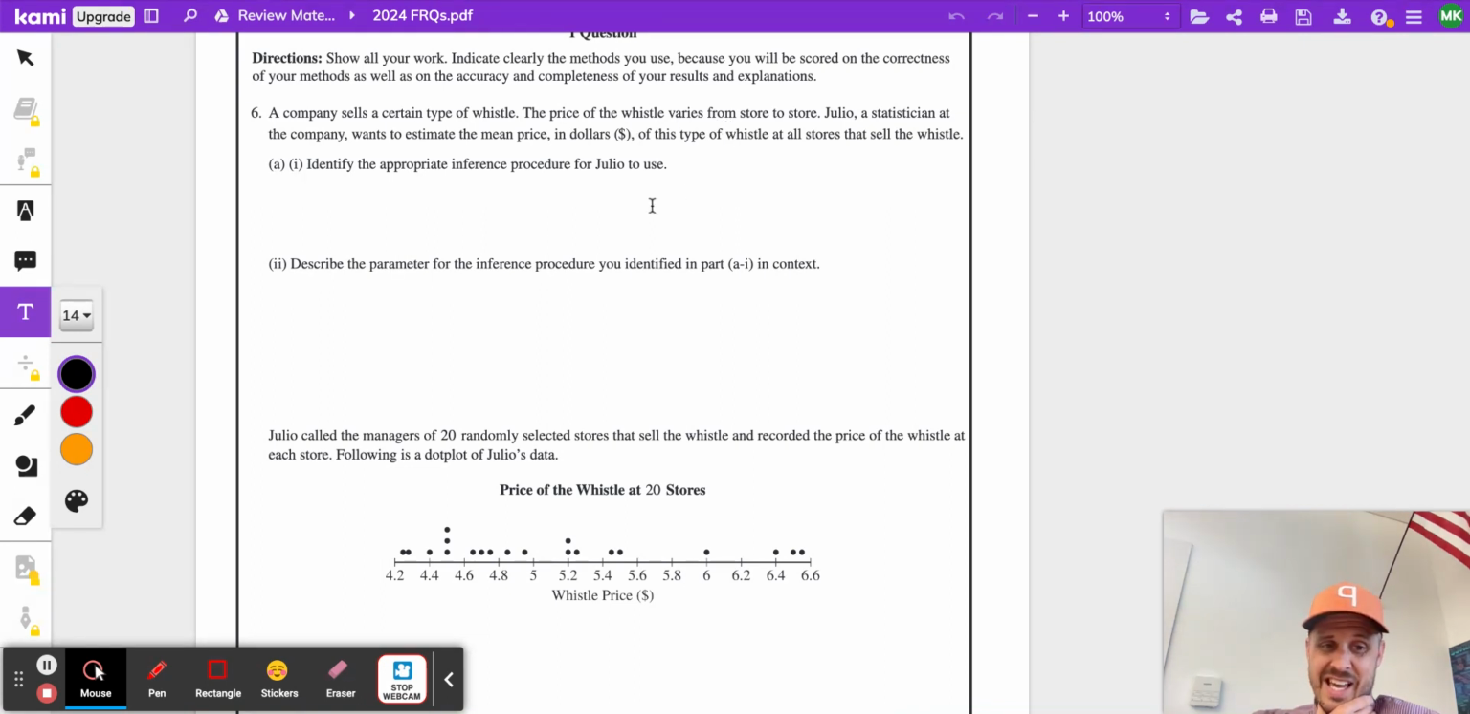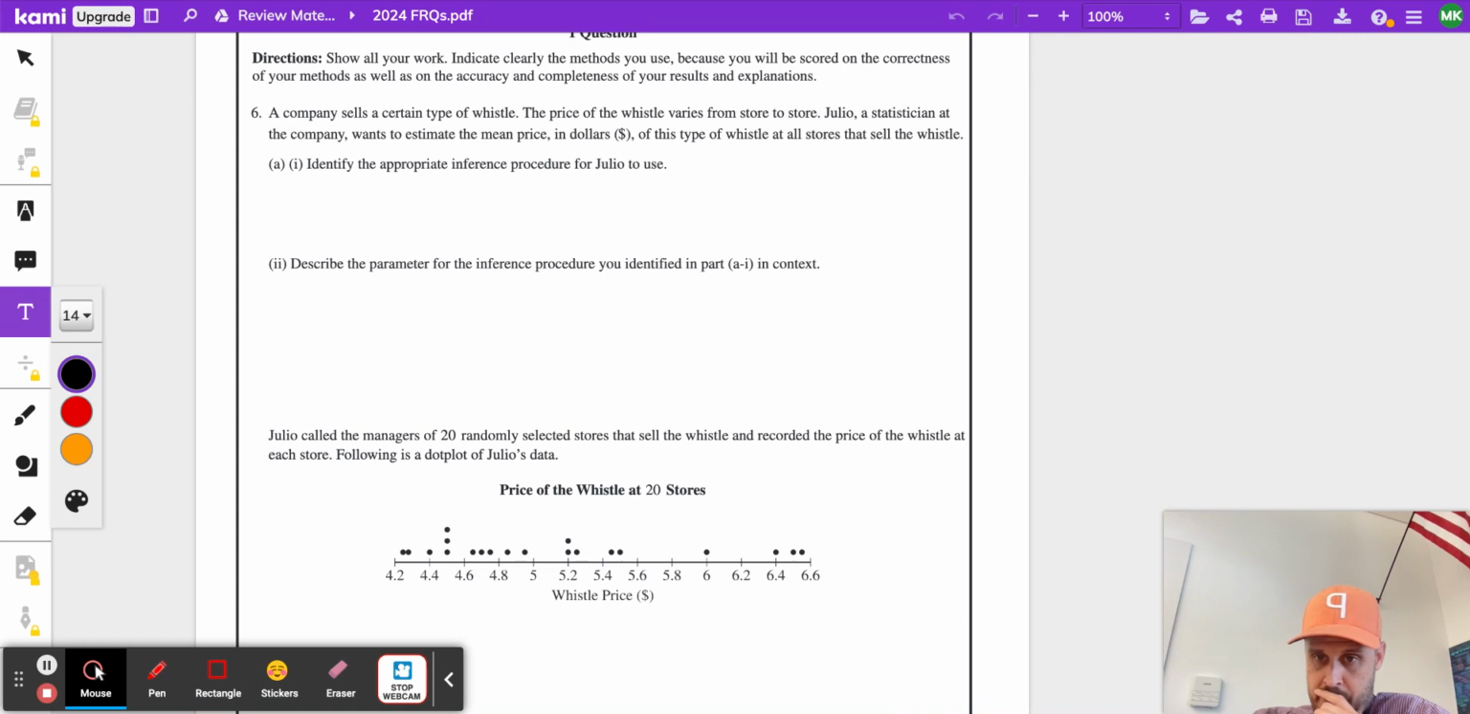So it sounds like a one sample t interval, right? You want to make a confidence interval. If you're estimating the mean, you create a confidence interval and you're that percent confident that you capture the true amount. We don't know the true standard deviation, it doesn't mention it. So I would talk about a one sample t interval. The parameter is the true mean price of the whistle at all stores that sell the whistle.